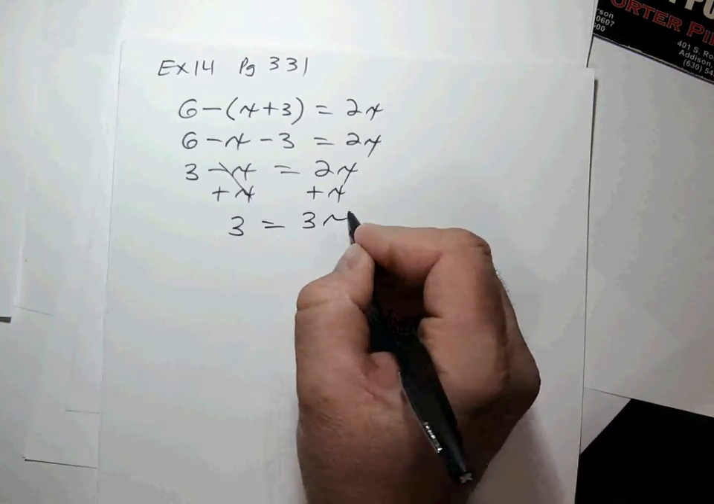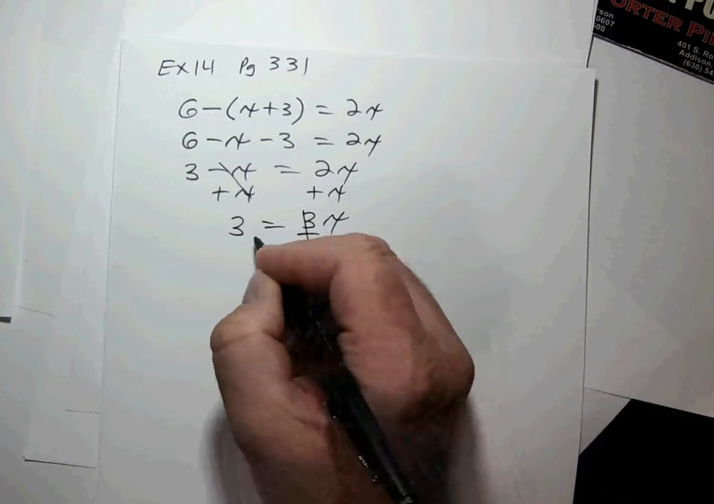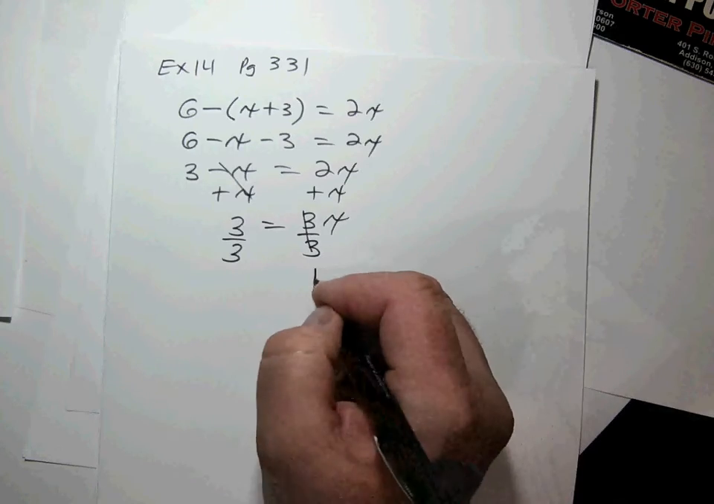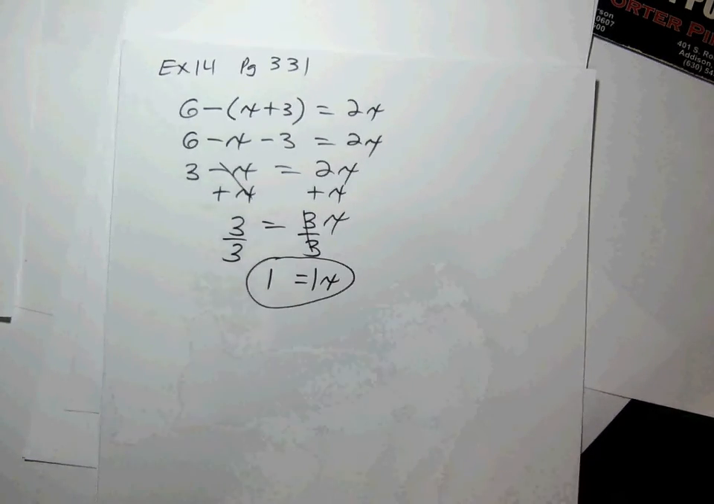So now I've got 3 equals 3x. Divide by that coefficient. Remember what this is doing here. It's turning into a 1x. Okay, I'll write the 1 this time. 1x equals 1. X equals 1. All right, all good?